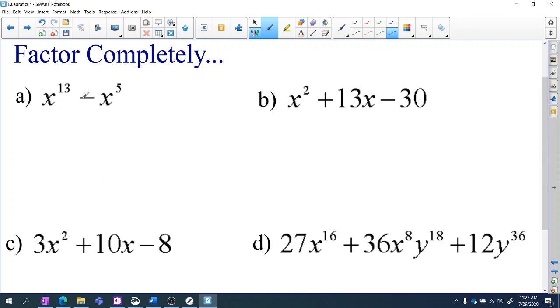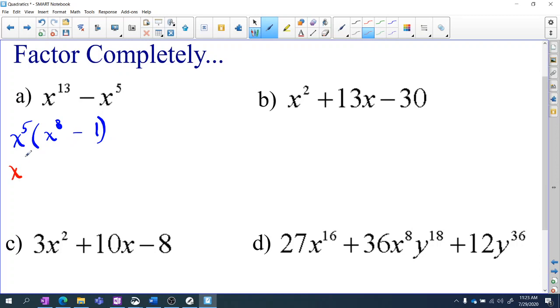All right, so I look at this first one, and the first thing I see is greatest common factor, because there's x's in both of them. So I'm going to take out the GCF, always the lowest exponent, so x to the 5. When I divide both of these by x to the 5, I will get x to the 8 minus 1. Now, this is where we're going to challenge you. This is a monomial, so it doesn't factor. But this binomial is difference of squares. I need to factor that further then.